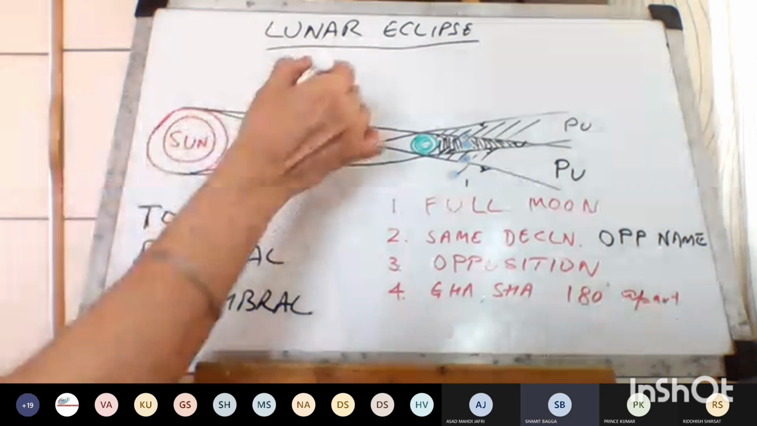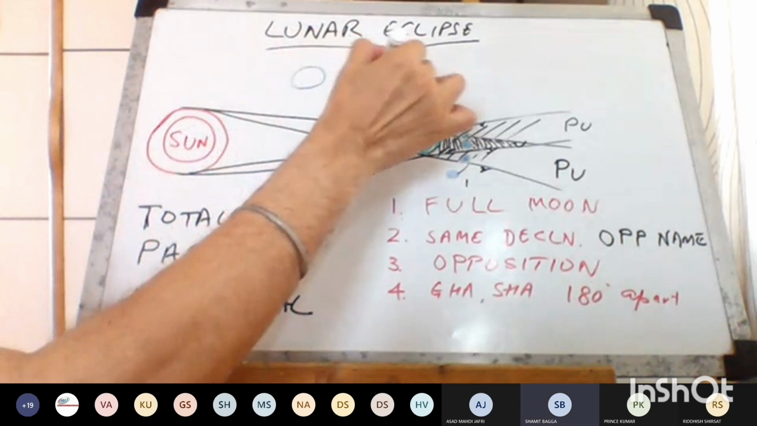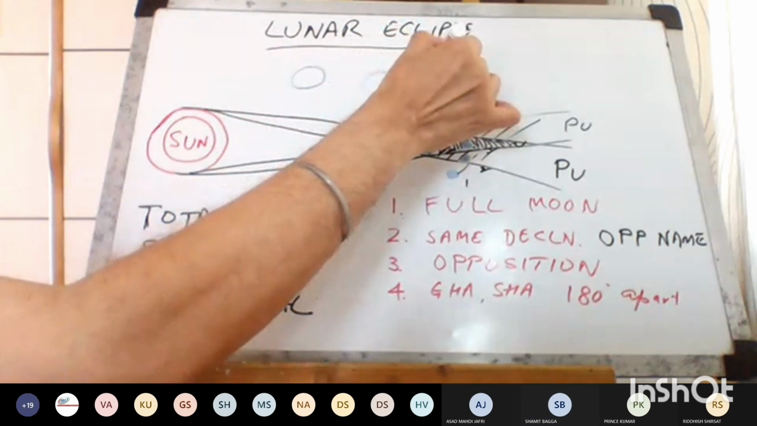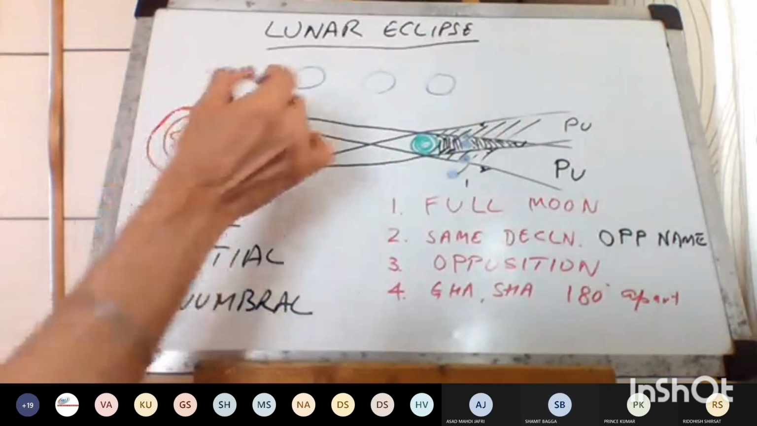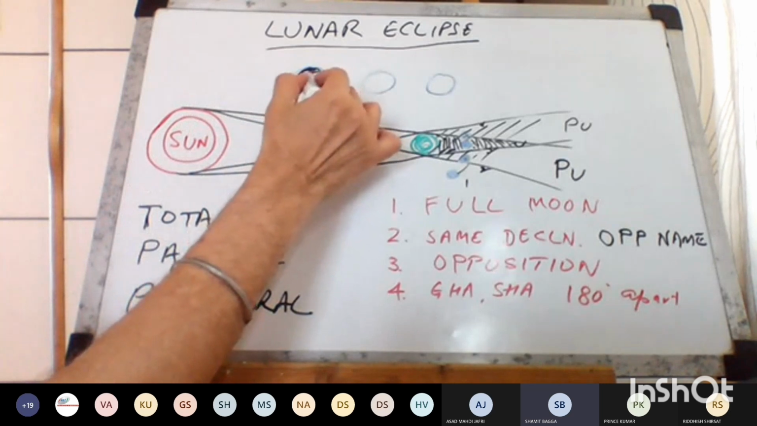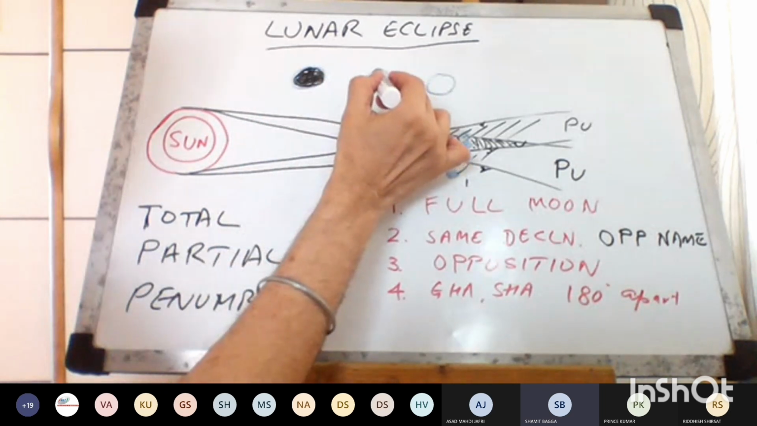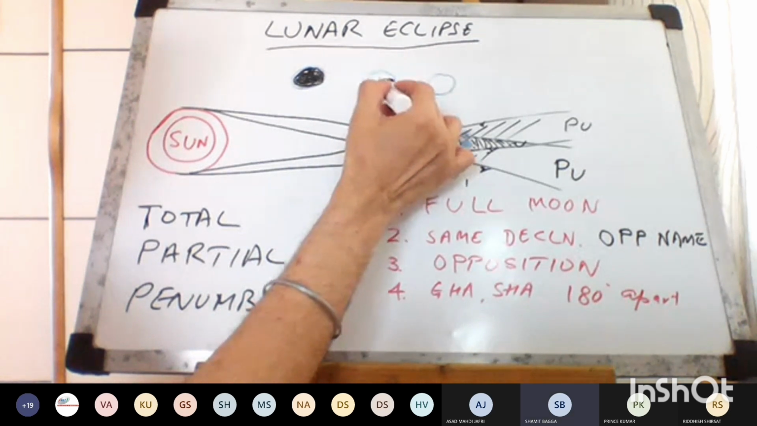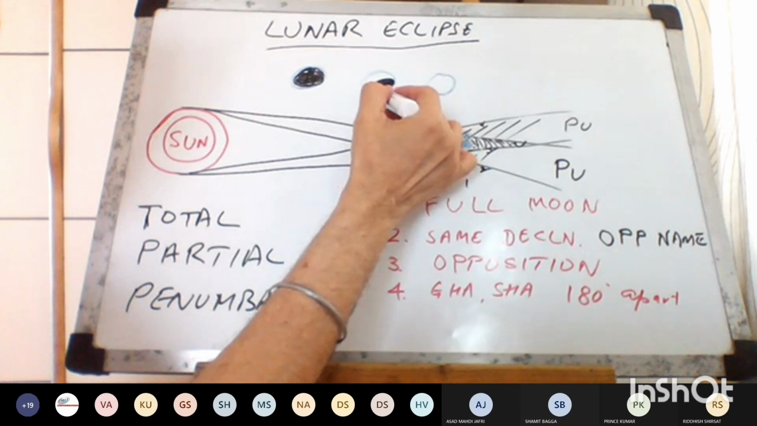The moon gets completely hidden by the shadow of the earth. So you will not see the moon at all. In the partial, you will see half. In the partial, you will again see half the moon getting covered by the shadow of the earth.